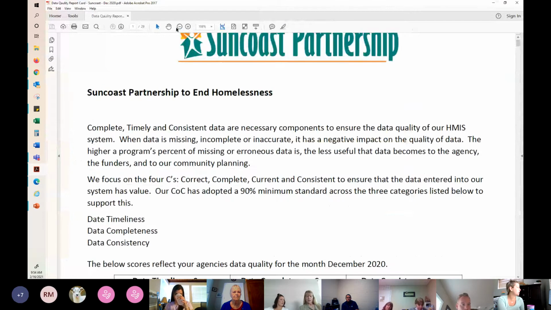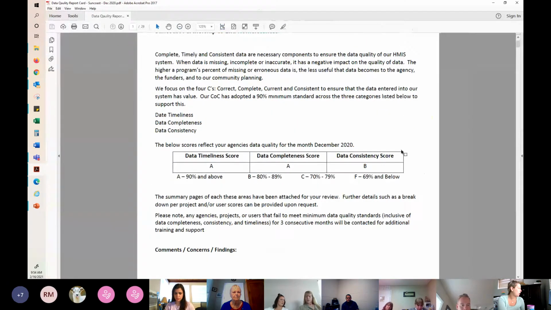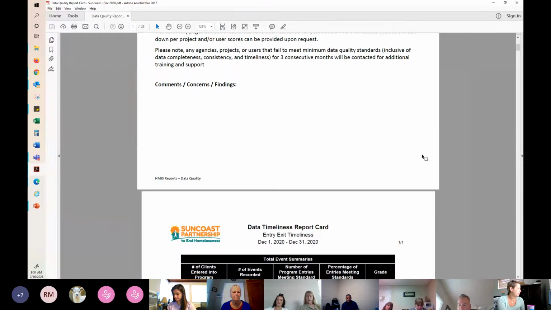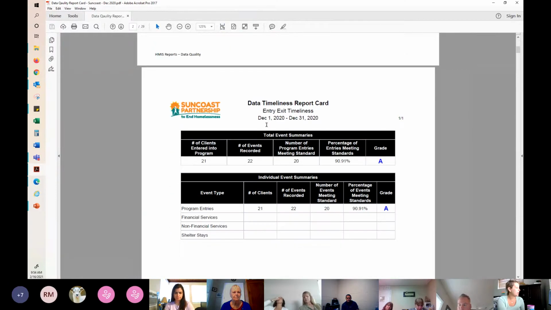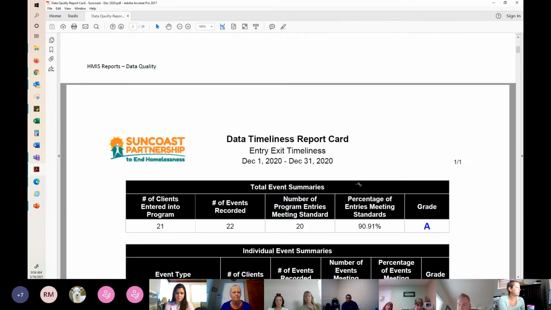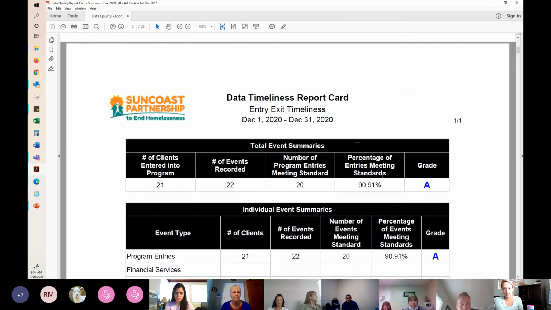This is what each of your agencies receives, and I'll just share ours. So here's your entry exit timeliness. Let me zoom in just so everybody knows. And Pasco, you guys are just being graded on data completeness right now. You are not being graded on data timeliness or consistency yet, but it's definitely something that will be happening because we want to improve the data quality of all HMIS systems in the continuums that we manage.